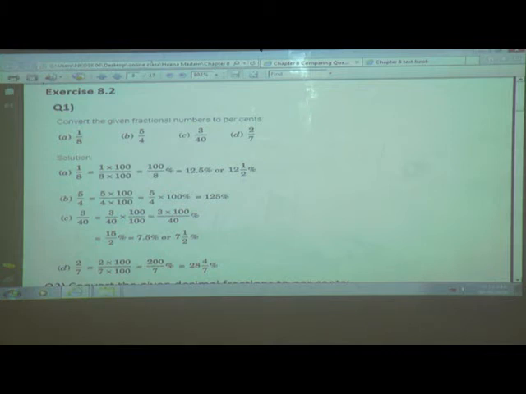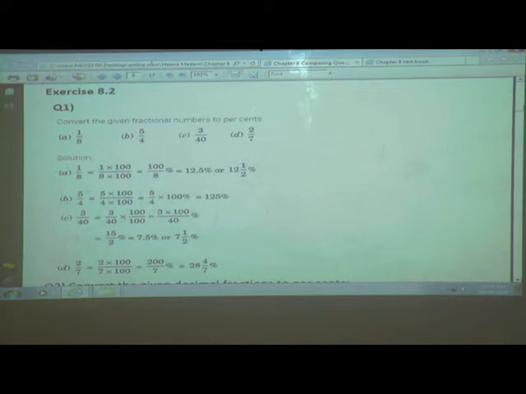So 1 upon 8 is equal to 1 upon 8 multiplied by 100 upon 100, or you can multiply directly with 100, both are correct. So here 100 ones are 100, upon 8, and it is a percent. After reducing this we get 12.5%, or we can say it is 12.5%.